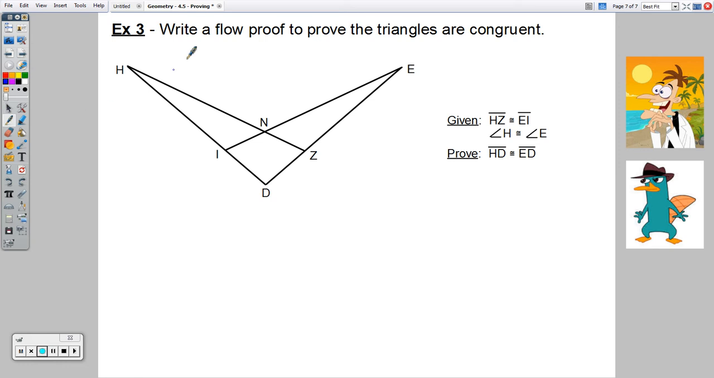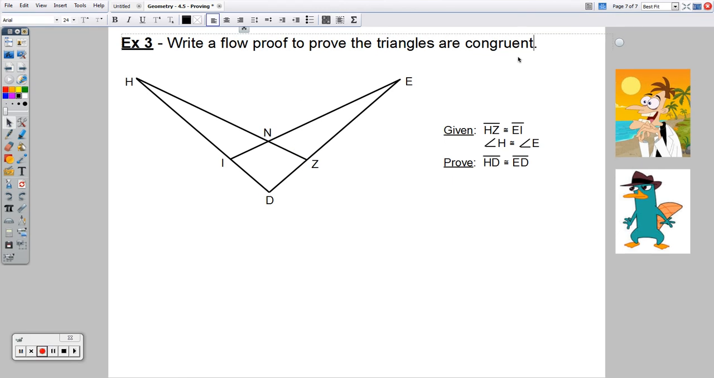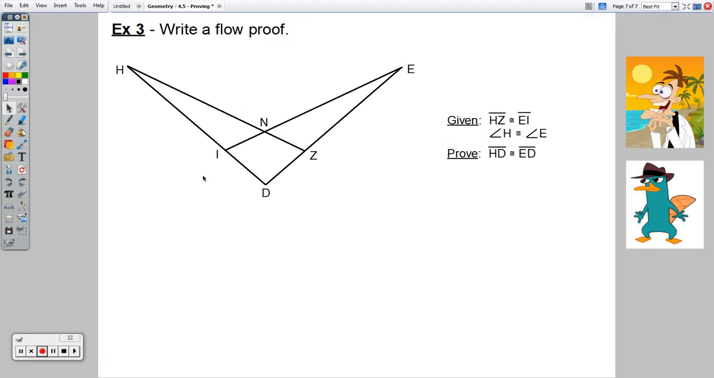Write a flow proof to prove the triangles are congruent. So we got Heinz D. We're trying to prove what triangles are congruent here. Well, I see a bunch of different triangles. I'm going to do the same thing with this one. I probably should have left this out, but it's kind of leading us. So let's just say write a flow proof. So I'll fix that in your notes as well. We're trying to prove this in the end: HD, this whole side, is congruent to ED, this whole side.